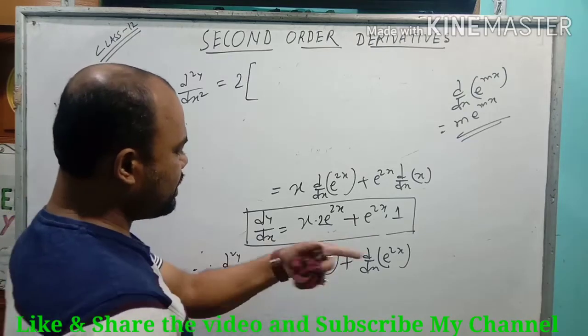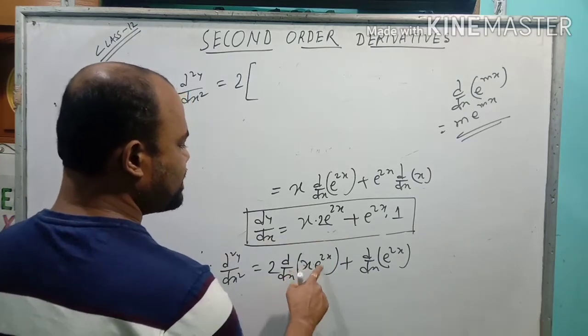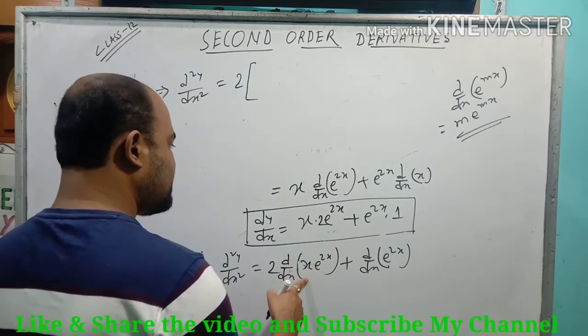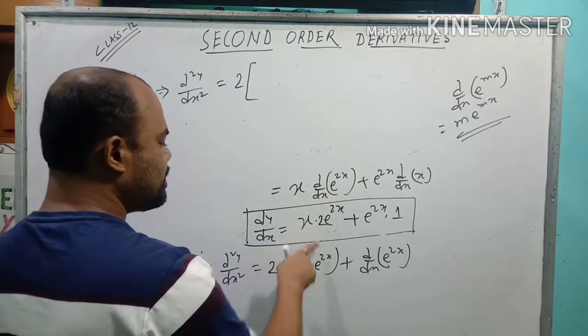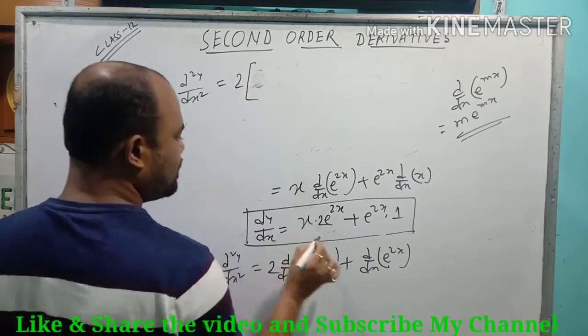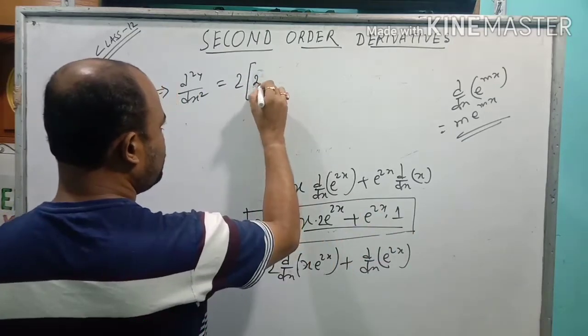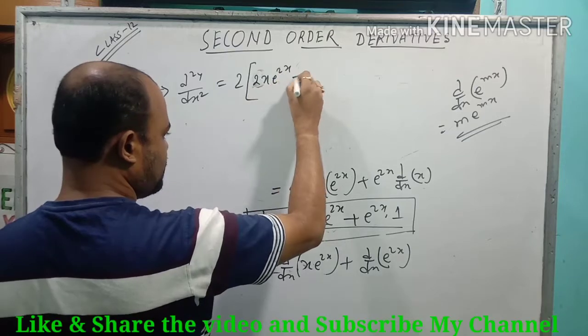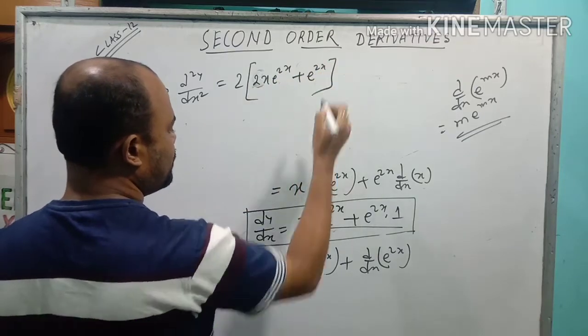Now here apply a technique, d/dx of x e power 2x. This is same as the value of the first derivative. So value of this will be this one, whole one, 2x e power 2x plus e power 2x.